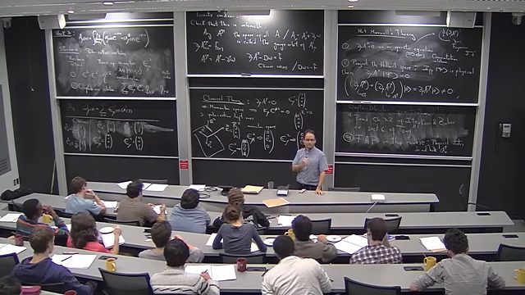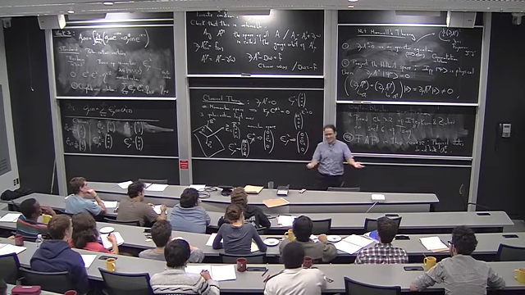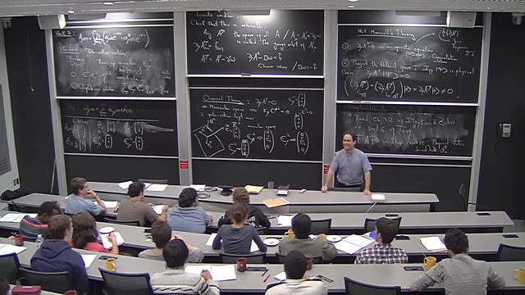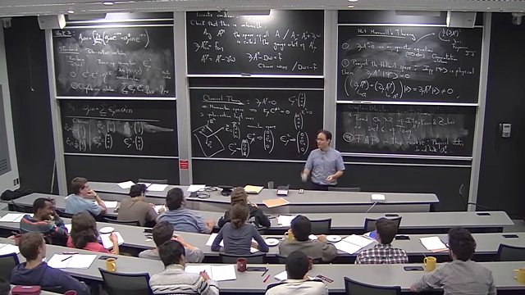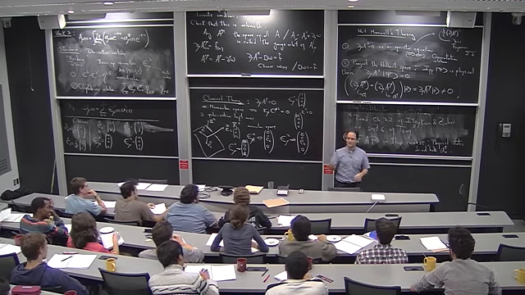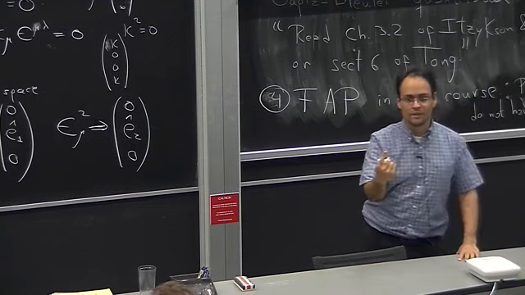How many? 2? Nope. 3, 4? No, no, no. Exactly, 1. A massless particle of helicity plus 1 has only 1 degree of freedom.